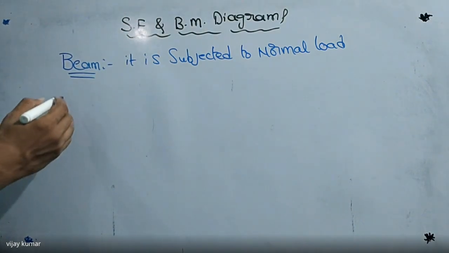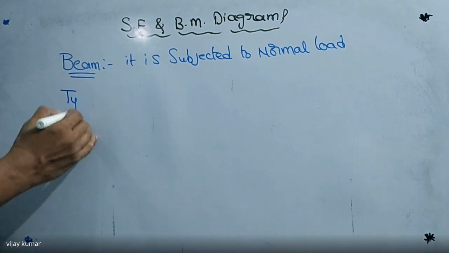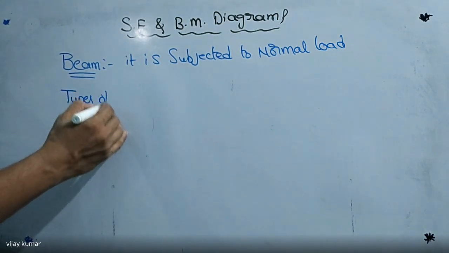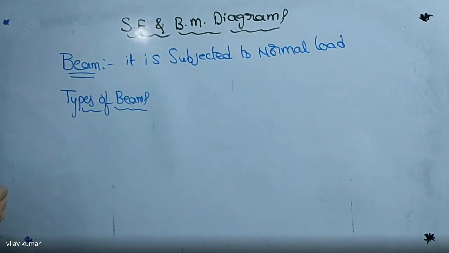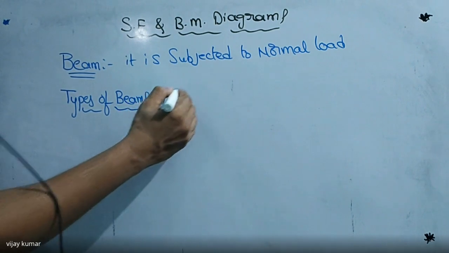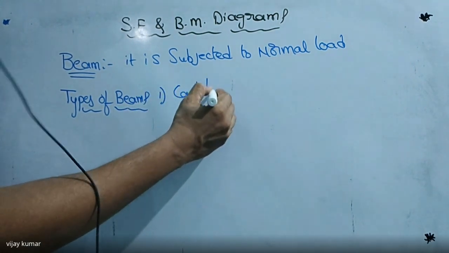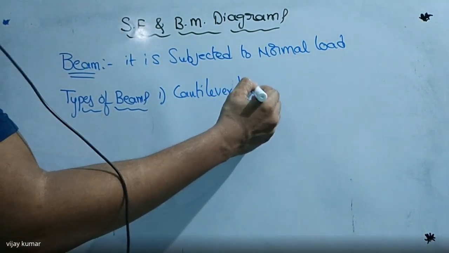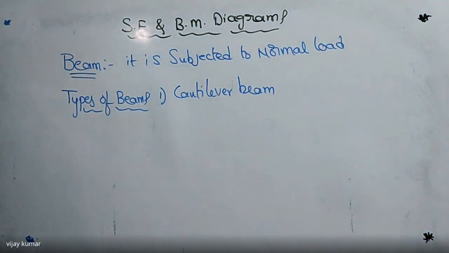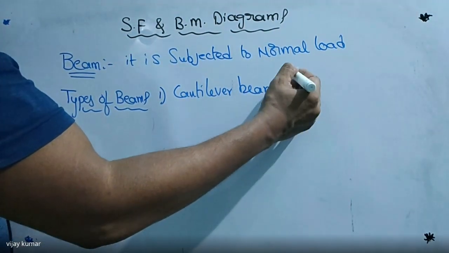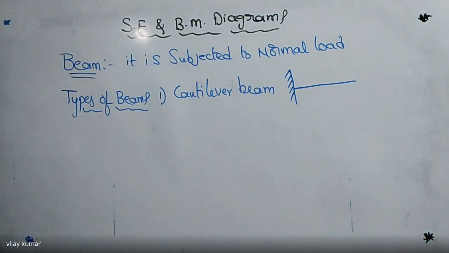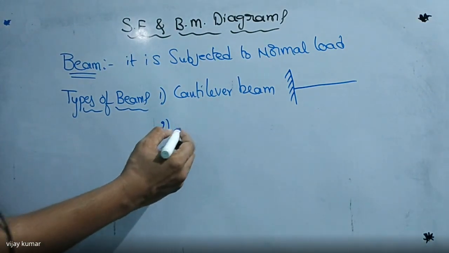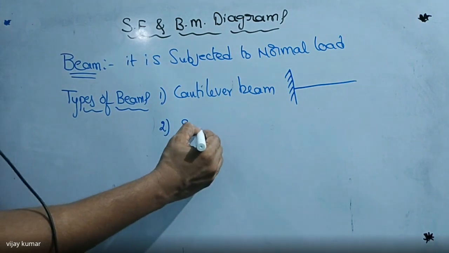There are different types of beams, and I'm going to write them down. So all of you know it. The first one is the cantilever beam. What is the meaning of cantilever beam? A cantilever beam is one where one end is fixed and the other end is free. You got my point? And the second one is the simply supported beam.